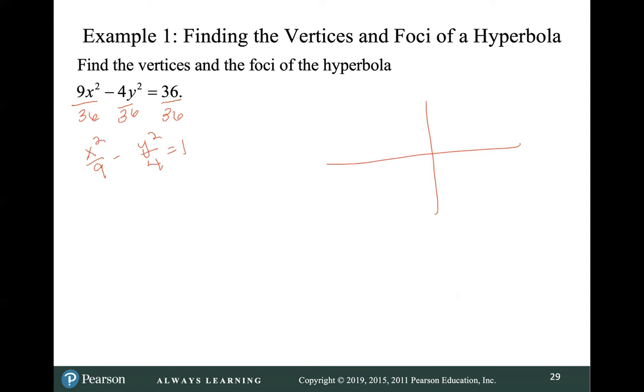I know the center is at 0, 0 because there's no h and k values. This is the center. X is over 9, so I'm going to count out 3 in each direction because 9 is 3 squared. And then y is over 4, so I'm going to look at 2 squared going in the y direction. Now what this gives us is this kind of box. And the box has asymptotes that go through the corners. This is where that slope comes into play for our asymptotes.